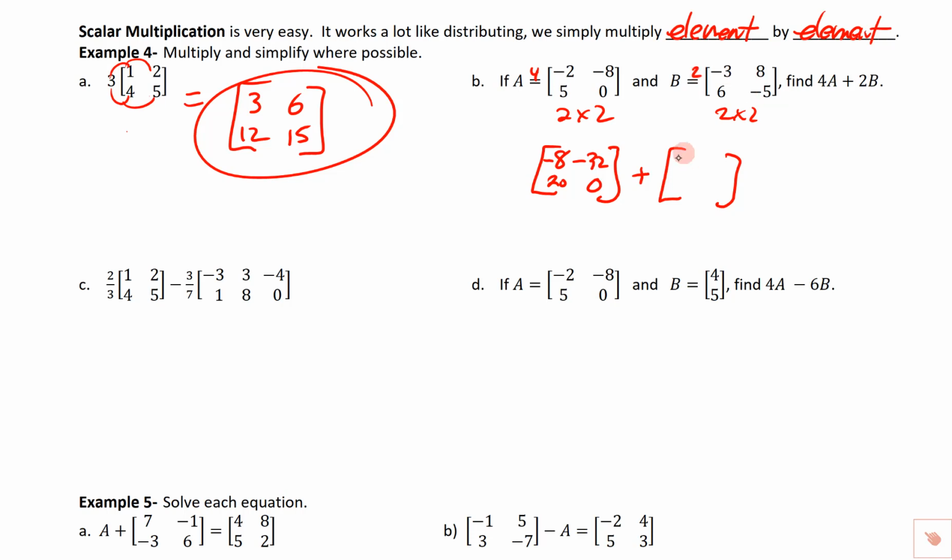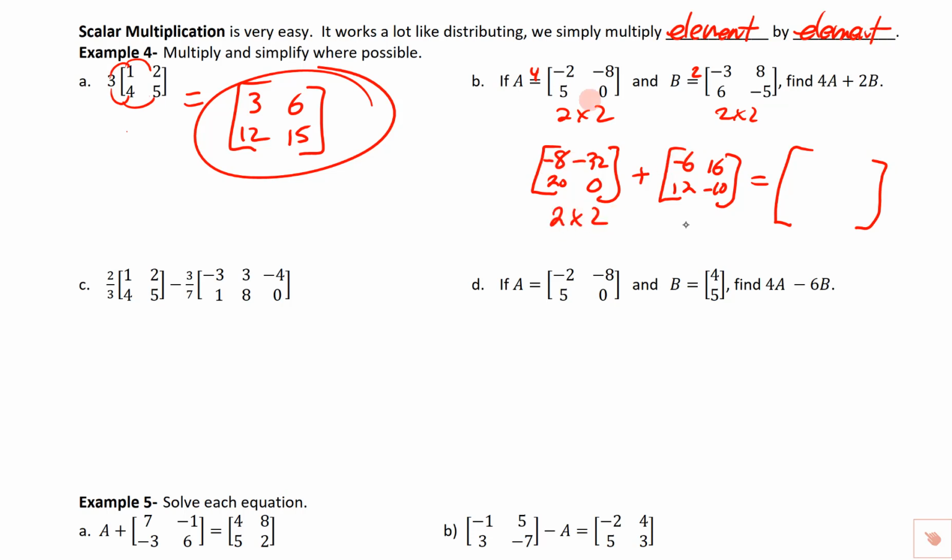So this is going to be 2 times -3, so that's -6. 2 times 8 is 16. 2 times 6 is 12. And 2 times -5 is -10. Now, we are not done with this until we actually go through and add these element by element.